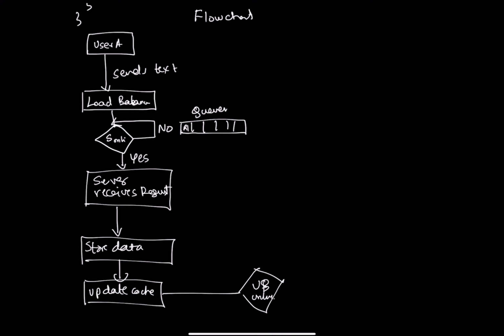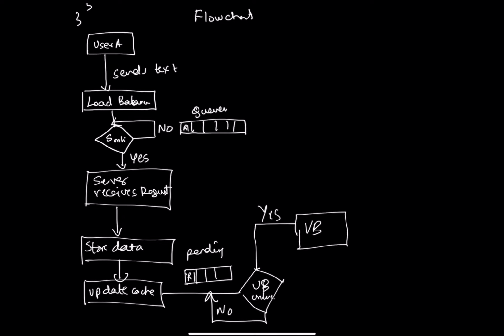If user B is not online, then it's just going to wait. And again, here what we could do is enqueue a request. This could be the pending queue. And once user B comes online, send message to user B. User B receives message. Then what happens?